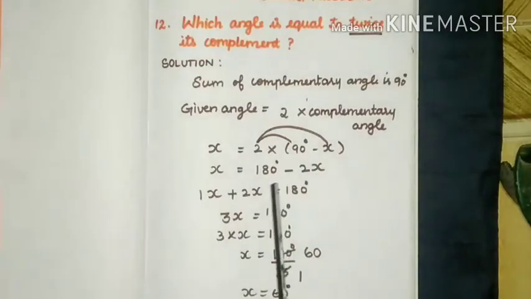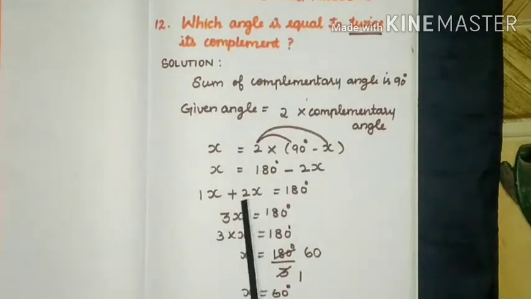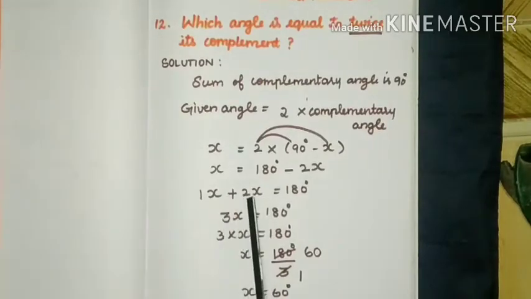Minus 2x will go to the left hand side, which means it will change into plus 2x. 1x plus 2x equal to 180 degree. 1x plus 2x is 3x. 3x equal to 180 degree. Here 3x is in the form of 3 into x. So the product of 3 will go to the right hand side, which means it will change into division. 180 degree divided by 3 is 60. So the x value is 60 degree. Therefore 60 degree is twice its complement.